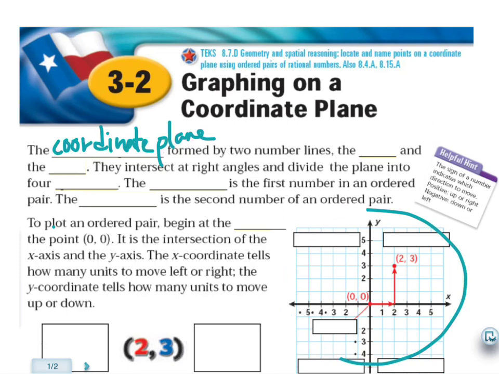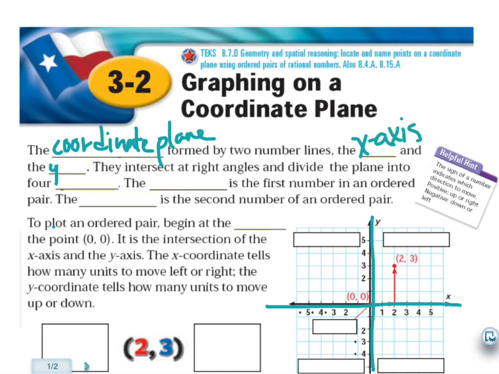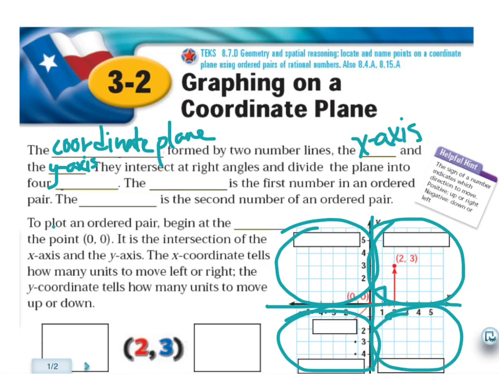The two number lines that make it are the y-axis and the x-axis. So we usually are going to put x-axis first. They intersect at right angles. Notice they're perpendicular to each other, so they form kind of a perfect square in the middle. And when they do that, they divide the coordinate plane into four different regions. Those sections or regions are called quadrants.